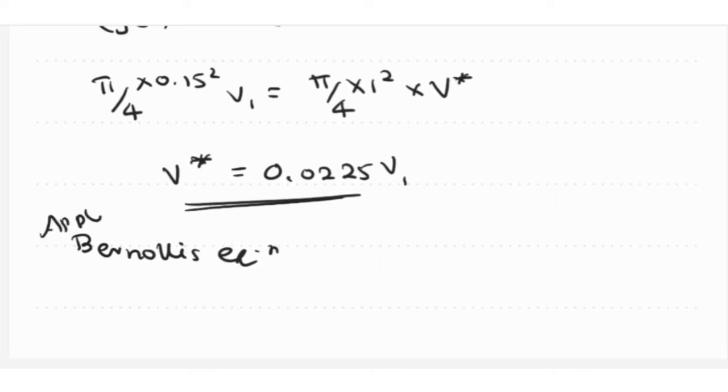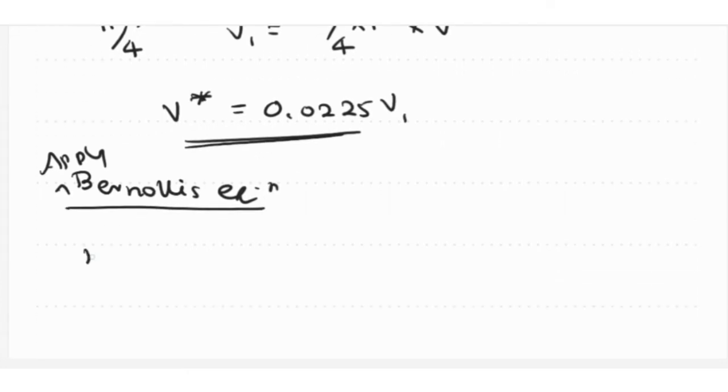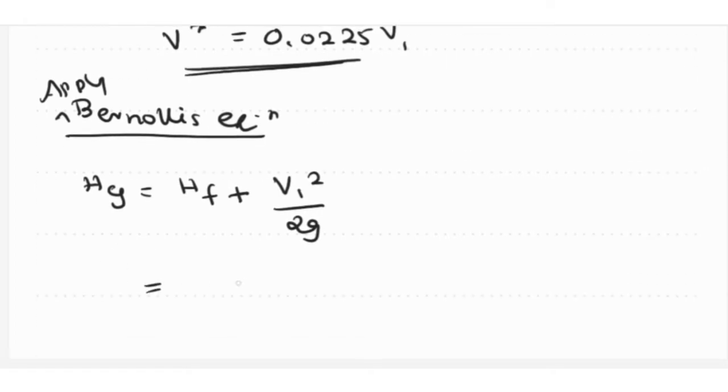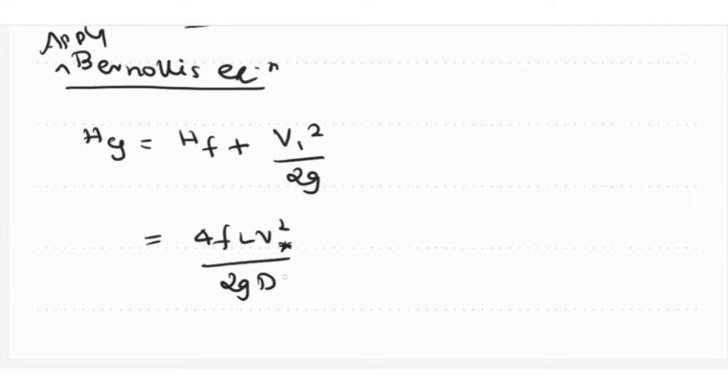Apply Bernoulli's equation. Here the gross head is given, so Hg is equal to the head loss due to friction plus the kinetic head V1 square by 2g. The head loss due to friction is 4 F L V square divided by 2 into g into d, plus V1 square divided by 2g.